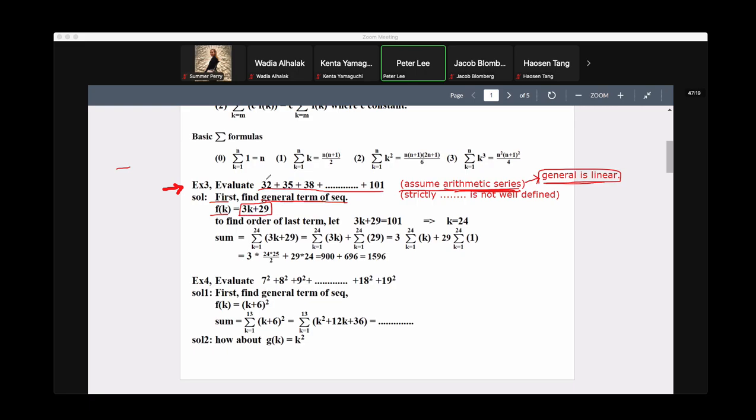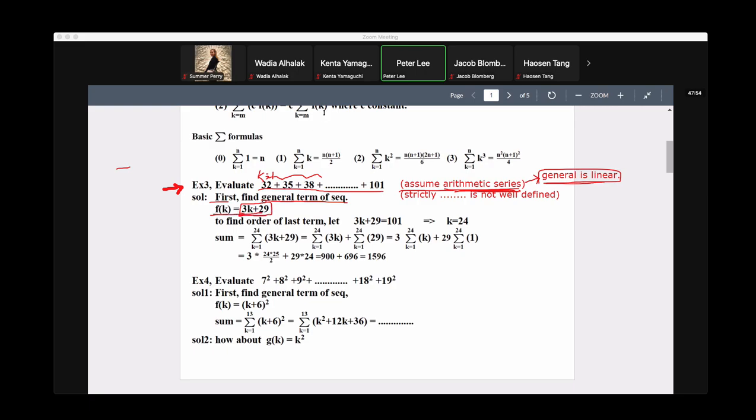It's not so hard. Why? 32 to 35, 35 to 38. How much does it increase as the order of the term goes up by 1? From the first term to the second term, it goes up by 3, and from the second term to the third term, it goes up by 3. So what is the increment for each term? That is 3. That's why we have a 3 there. And then, when k is 1, we need 32. So when you put in k equals 1, we need a plus 29 here. So f of k is equal to this.